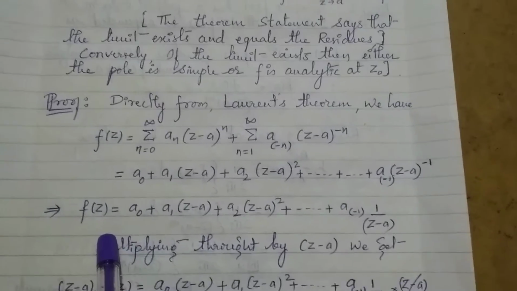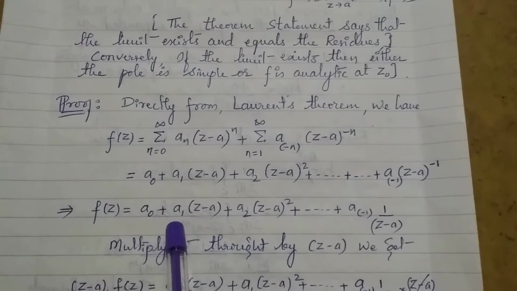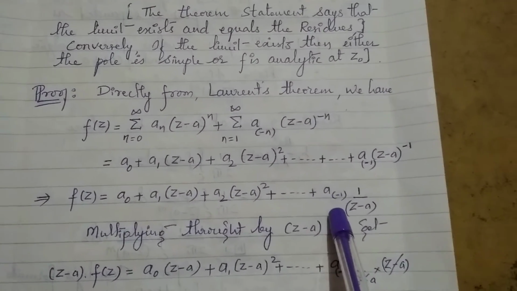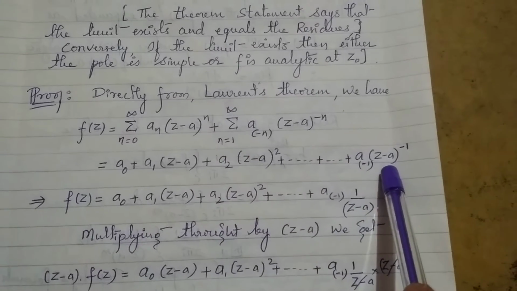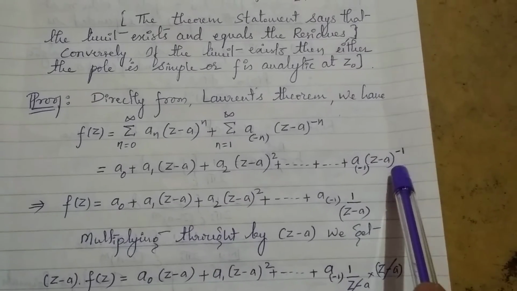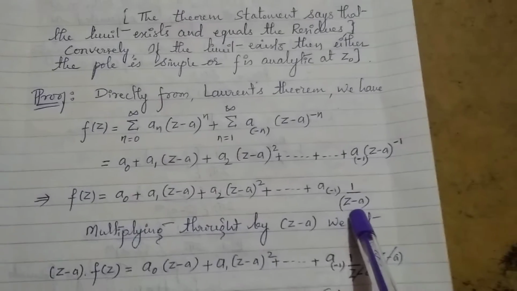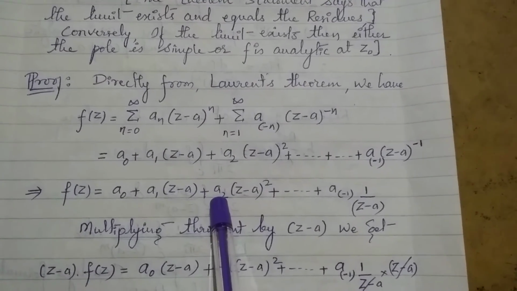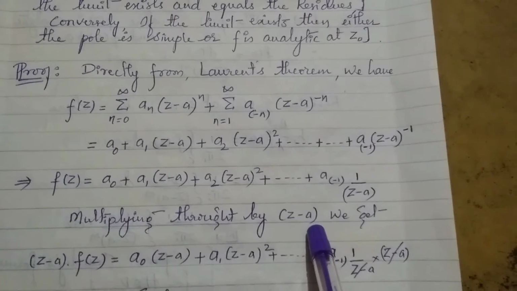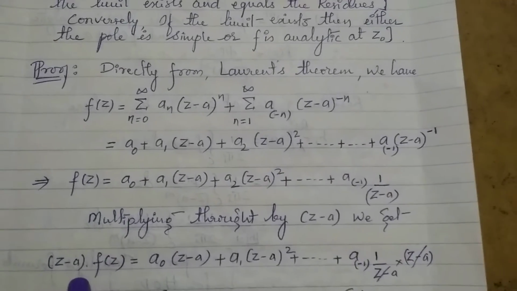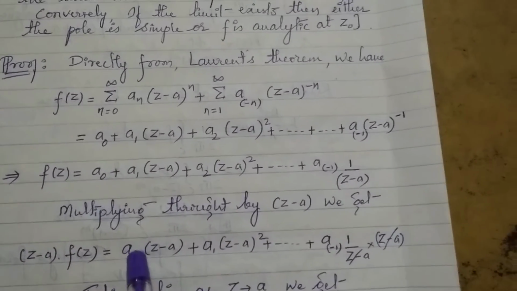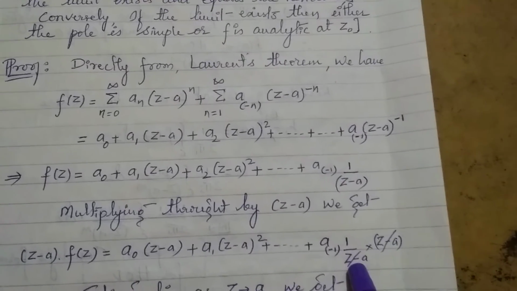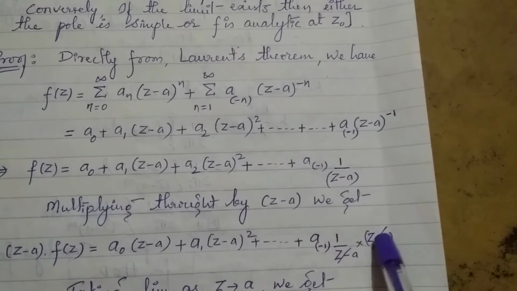So this implies f of z is equal to a0 plus a1 into (z minus a) plus a2 into (z minus a) whole square plus so on, plus a subscript minus 1. Here (z minus a) whole raised to minus 1 is there, so it can be written as 1 divided by (z minus a). Multiplying this equation throughout by (z minus a), we get (z minus a) into f of z is equal to the right side of the equality as this. At last, 1 divided by (z minus a) into (z minus a) get cancelled.